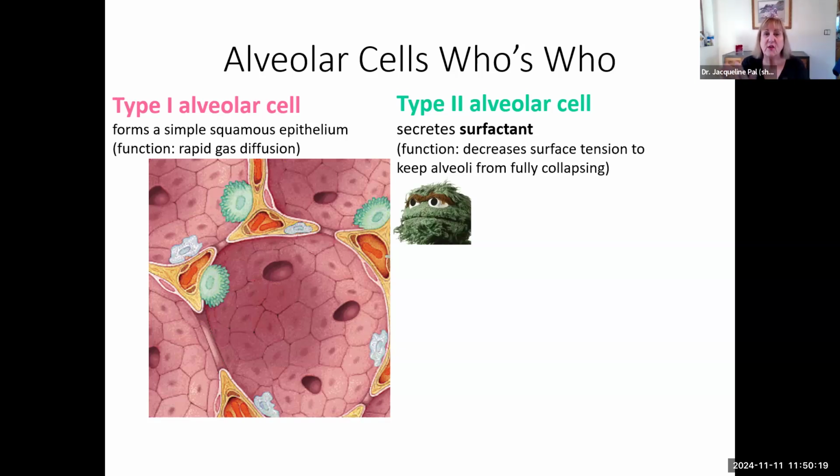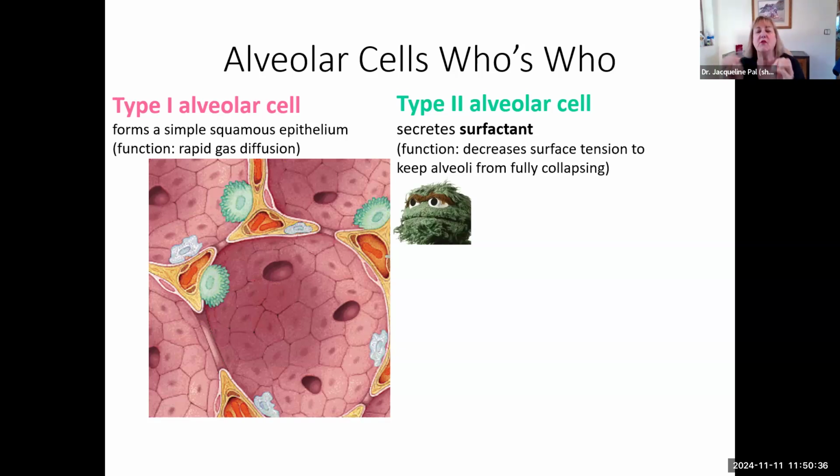Surfactant is a chemical which is going to coat the inner surface of the alveolus. And what this is going to do is when you exhale, it's going to keep the alveolus from fully collapsing.